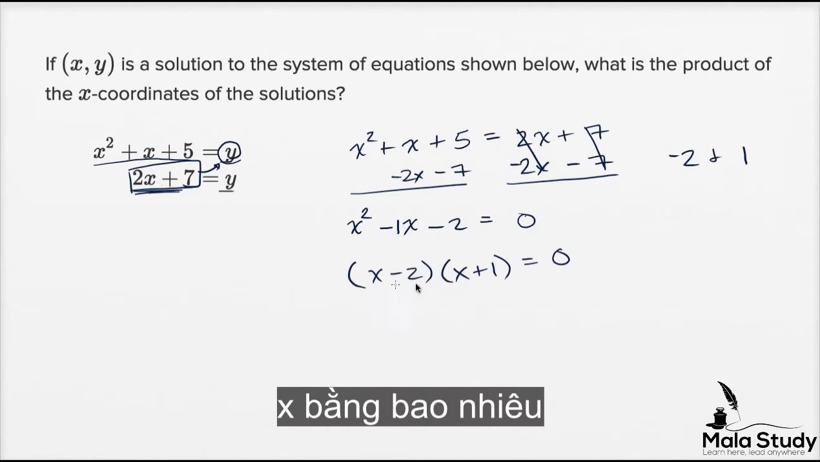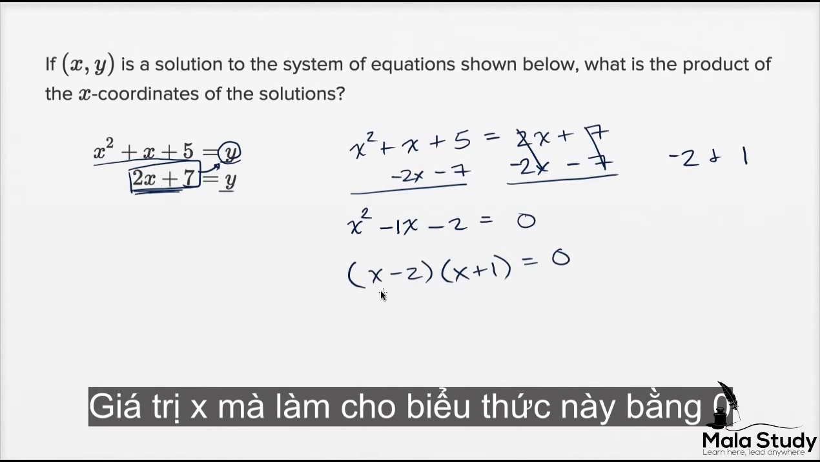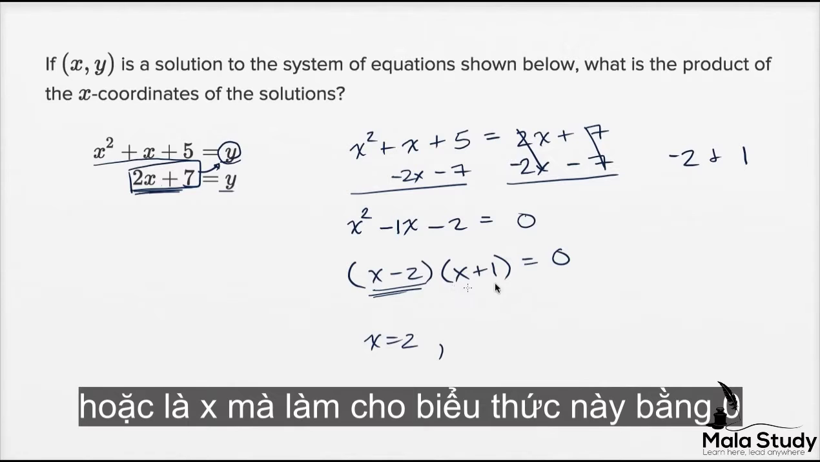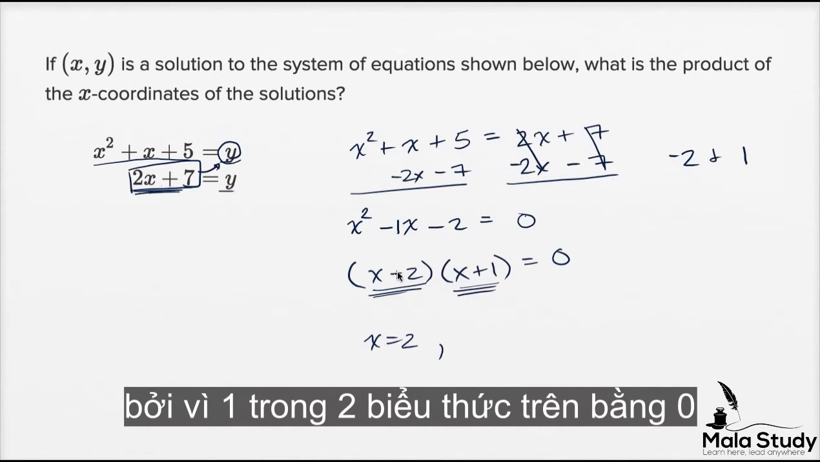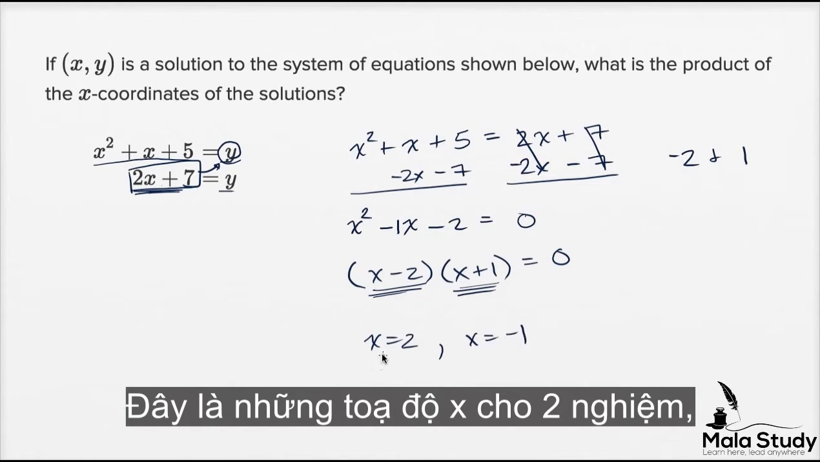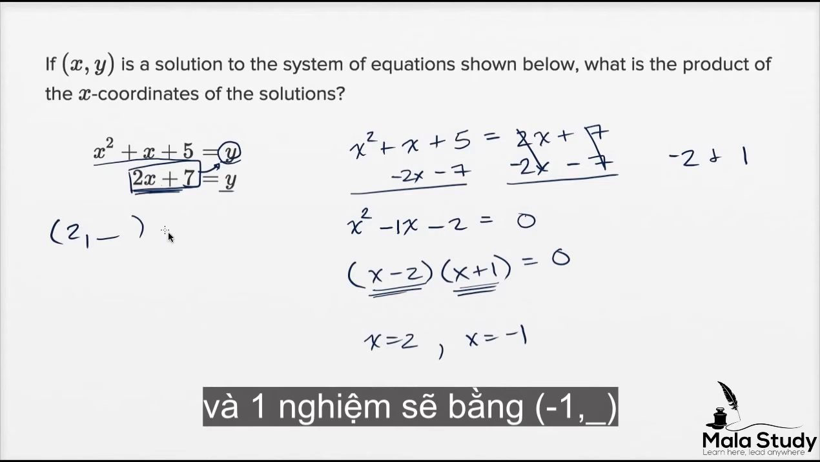And so what are the x's that would be solutions to this equation? Well, it could be the x that makes this expression equal to 0, which would be x is equal to 2. Or it could be the x that makes this expression equal to 0, because if either of these are equal to 0, the product is going to be equal to 0. So x is equal to negative 1. So these are the x coordinates of the two solutions. So one solution is going to be 2 comma something, and the other solution is going to be negative 1 and then something else.